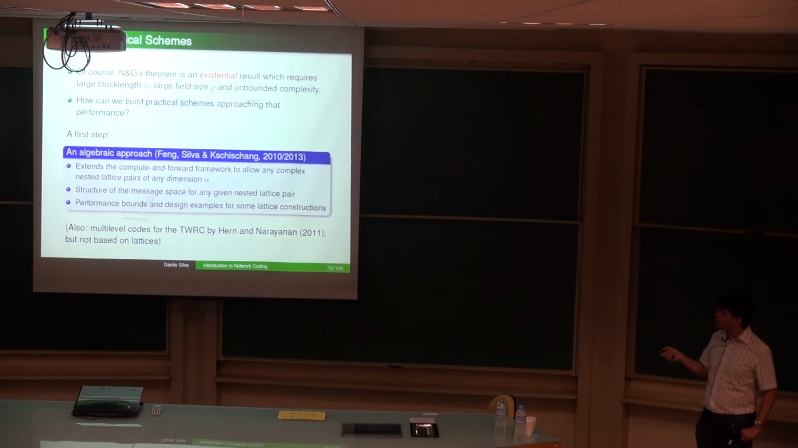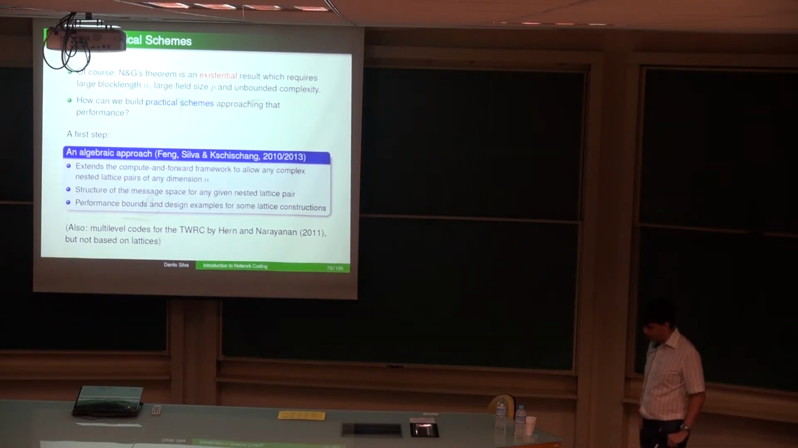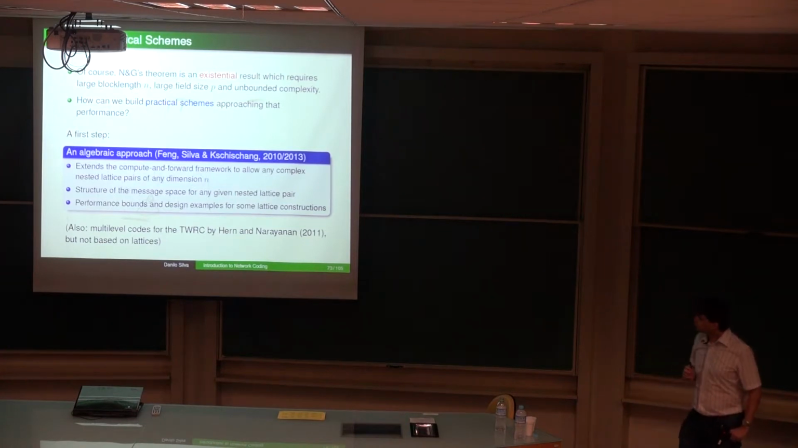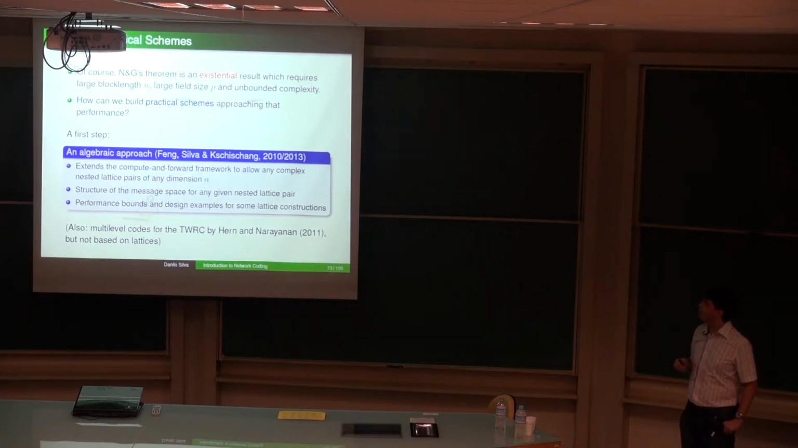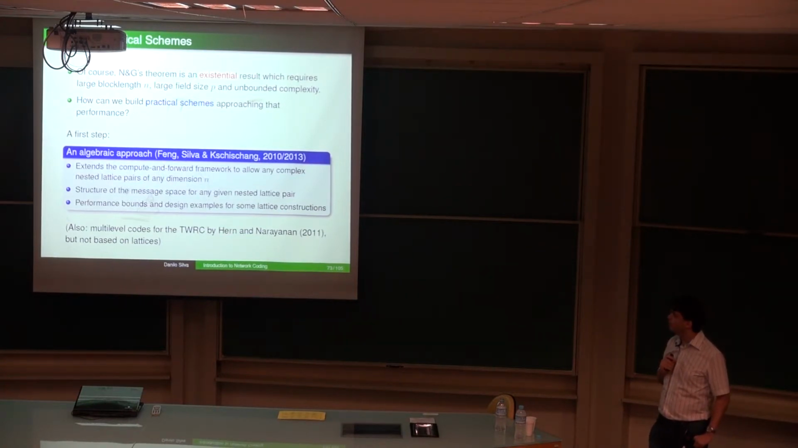Basically, in their paper they considered just random construction A for constructing good nested lattices, and the field size might have to grow very large. So how can we find more practical schemes that still work under this compute-and-forward framework?